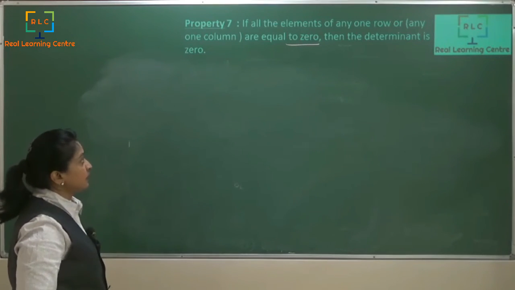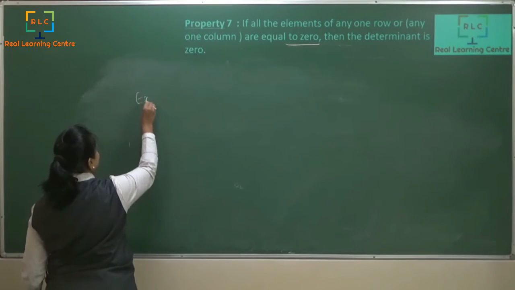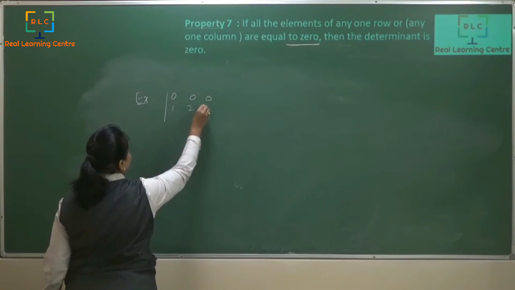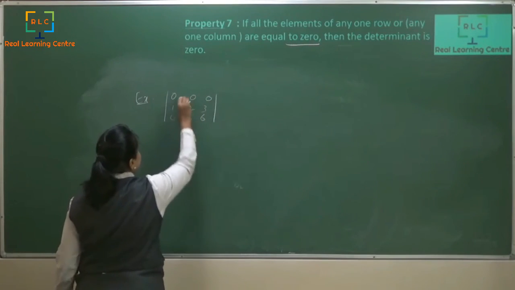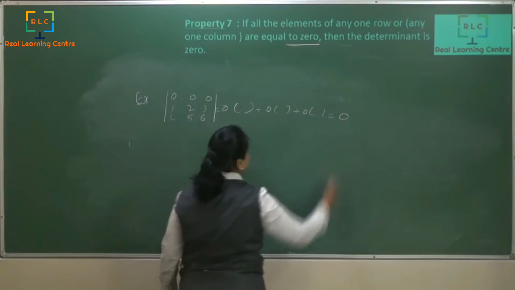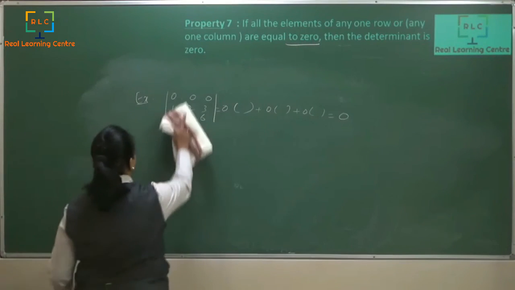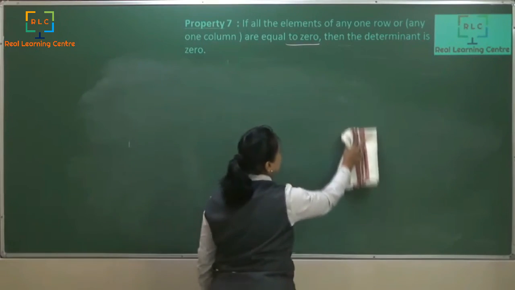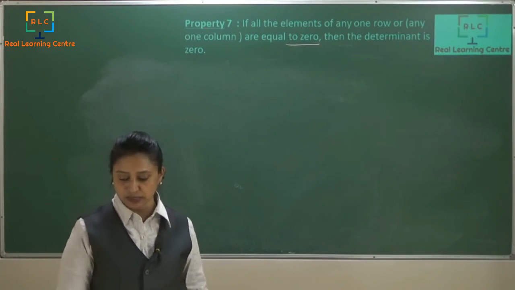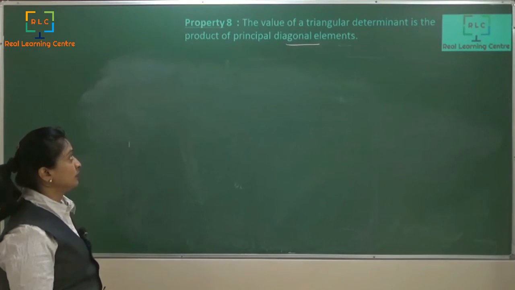If all the elements of any one row are equal to 0, then the determinant will be 0. There is no proof, children, but I can write directly anyway. See, if you have 0, 0, 0, 1, 2, 3, 4, 5, 6, this will be 0 into something plus 0 into something plus 0 into something, which will be totally equal to 0. So as such, there is no proof required. This is an extra statement which is not in your textbook. If any one column or any one row has all elements equal to 0, then the determinant value is always 0.